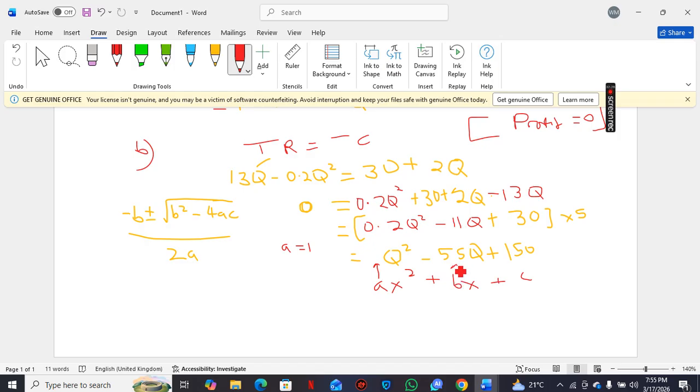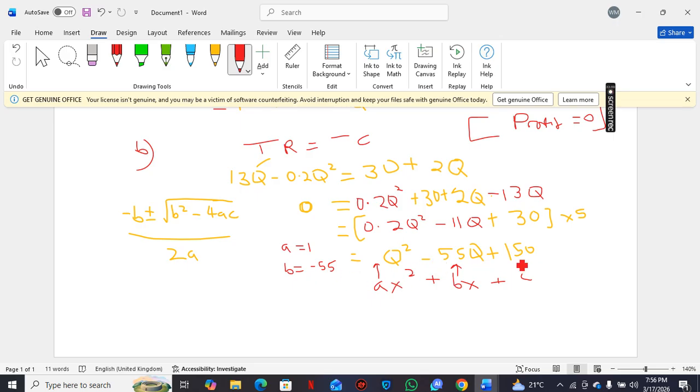b is the number in front of x or q, because here we're using q, we're not using x. So b is the coefficient of q. When I say coefficient, colleagues, I just mean the number in front of the letter. So b is negative 55. Always take note of the sign. If there's a minus, b will be negative.